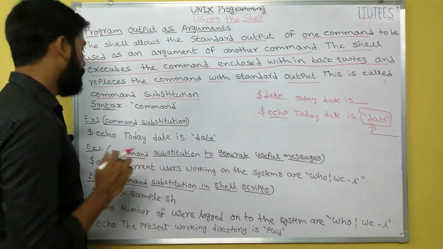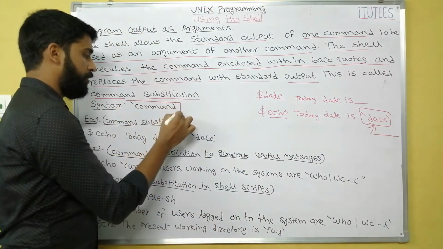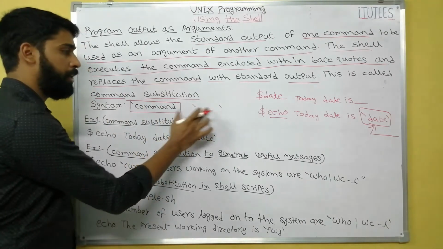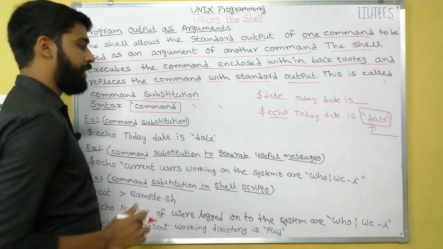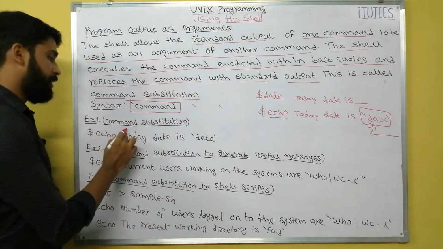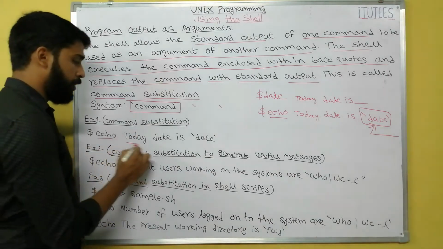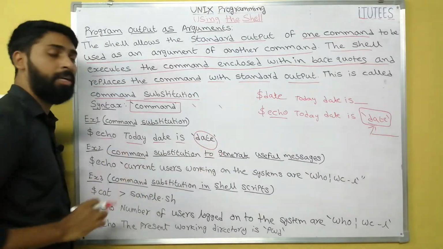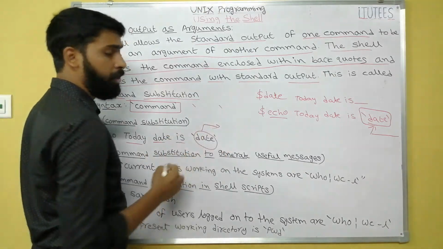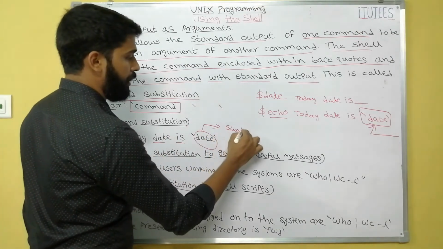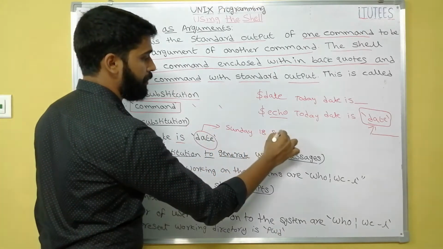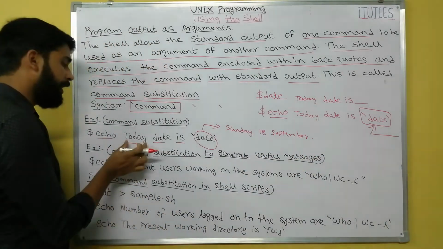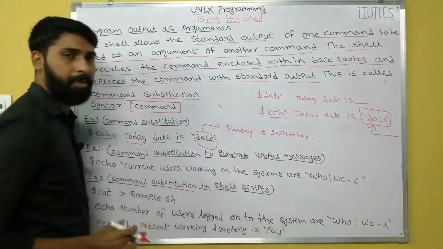Now we see the syntax. What is the syntax? In backquotes you give the command. In backquotes, not in single quotation marks. In backquotes you give the command. So we see the example. Command substitution: echo today date is, and in backquotes I give date. That means first this date will be executed, and we get the output Sunday 18 September something. We will see the exact output in our execution session. Now it prints today date is Sunday 18 September time.